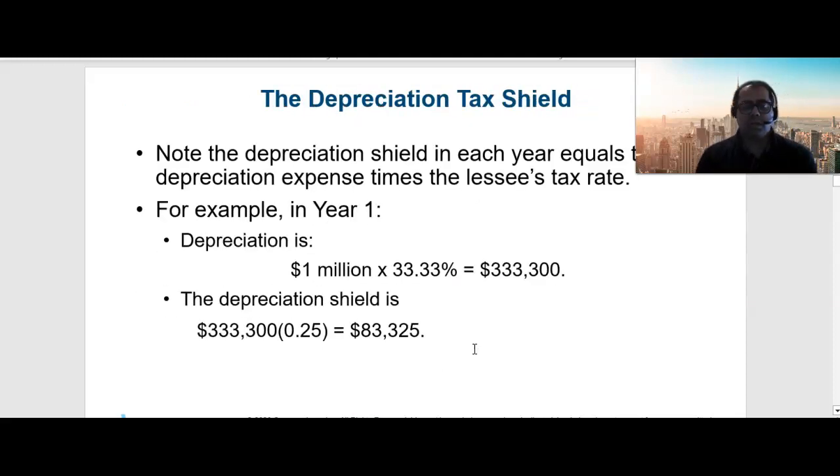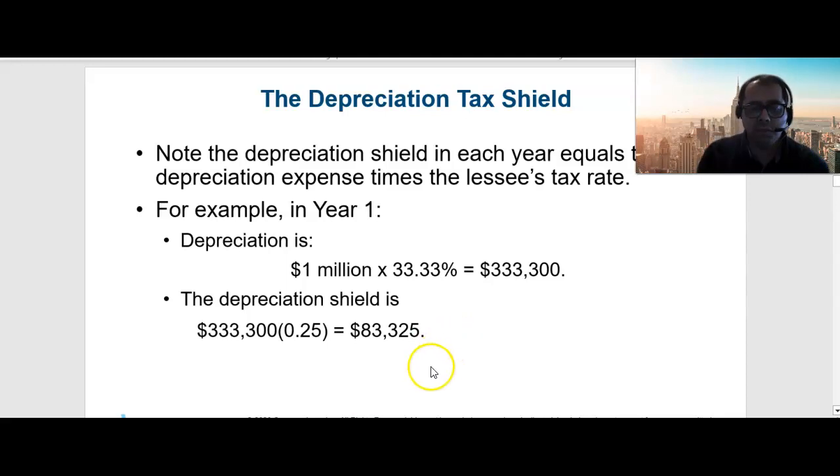So here's the first thing that we will need to calculate. First thing that we calculate is what is the depreciation going to be on the asset. So in year 1, because it's a MACRS depreciation schedule, which is an accelerated depreciation schedule in the first year.